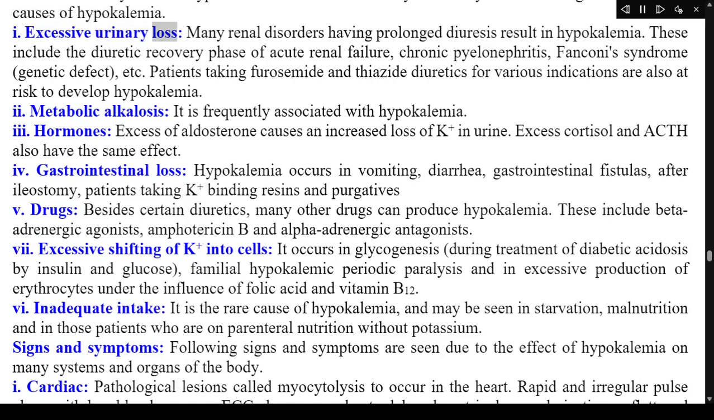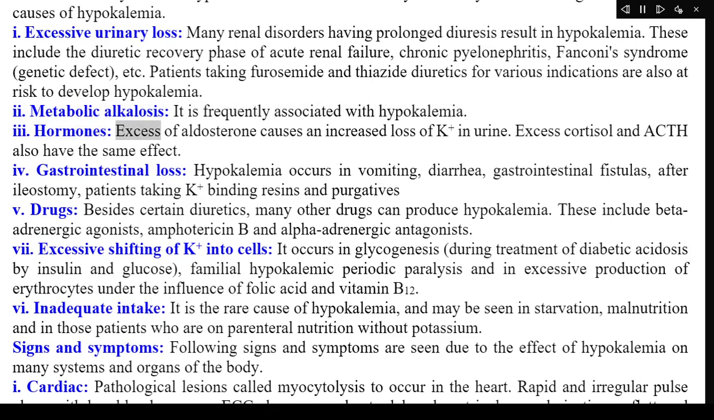Excessive urinary loss. Many renal disorders having prolonged diuresis result in hypokalemia. These include the diuretic recovery phase of acute renal failure, chronic pyelonephritis, Fanconi syndrome, genetic defect, etc. Patients taking furosemide and thiazide diuretics for various indications are also at risk to develop hypokalemia. 2. Metabolic alkalosis. It is frequently associated with hypokalemia.